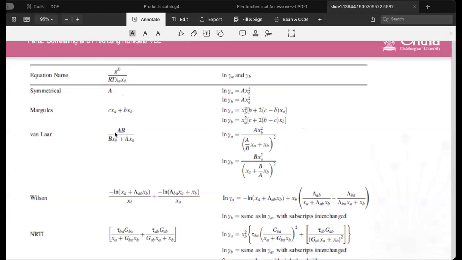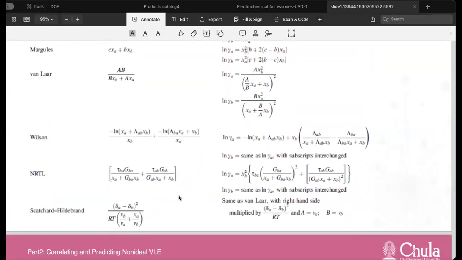And what about the van Laar equation? For the van Laar equation, once you plot GE over RTXAXB, you model this value, GE over RTXAXB, as AB over BXB plus AXA. You model this way, you find A and B, and then from A and B you obtain the activity coefficient model as shown here. And for Wilson and NRTL, of course, they take more parameters.